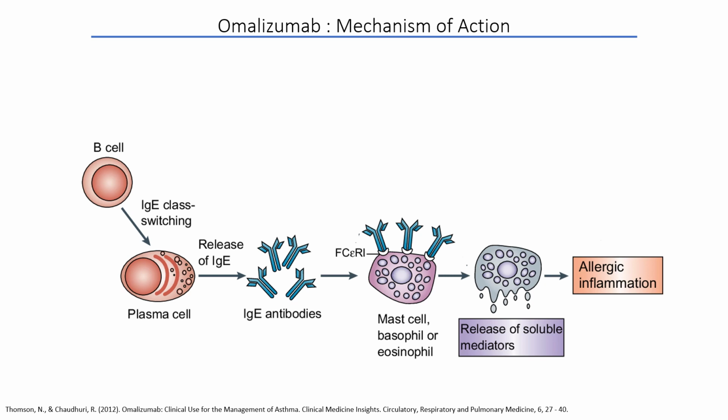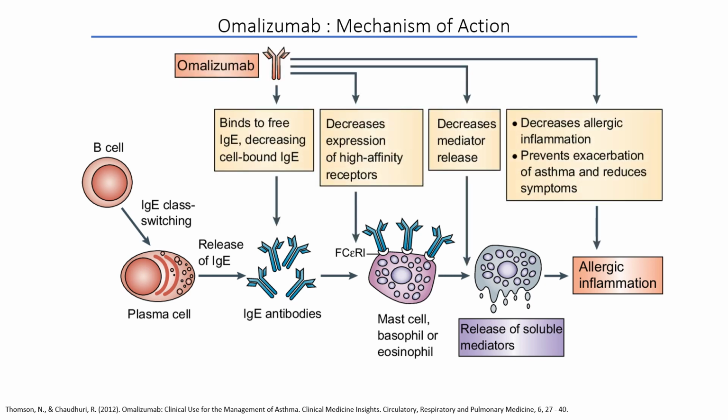Omalizumab binds to IgE and prevents binding of IgE to the high-affinity IgE receptor, thereby reducing the amount of free IgE that is available to trigger the allergic cascade. In other words, it lowers free IgE serum concentration to undetectable levels and prevents IgE from binding to mast cells, preventing the release of histamine and leukotrienes and thereby inhibiting allergic inflammation.